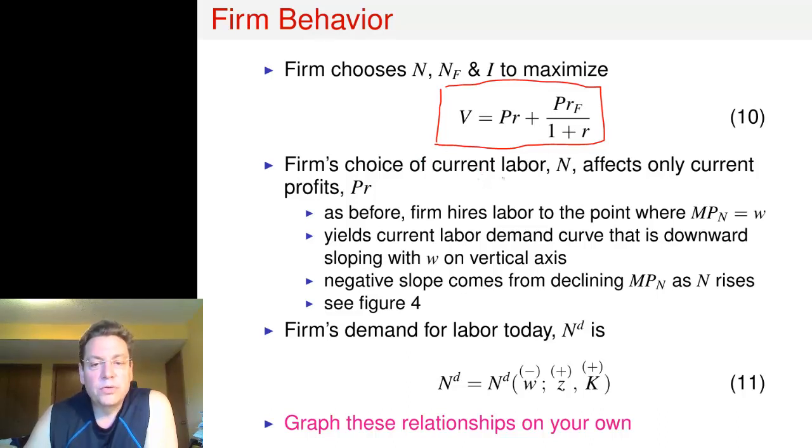As before, the firm is going to hire labor both today and in the future up to the point where the marginal product is equal to the wage. This firm is behaving competitively, and therefore it's going to take this wage as given, and it'll vary the quantity of labor that it demands in order to satisfy this relationship. So as before, we're going to get that the demand for labor is the marginal product of labor.